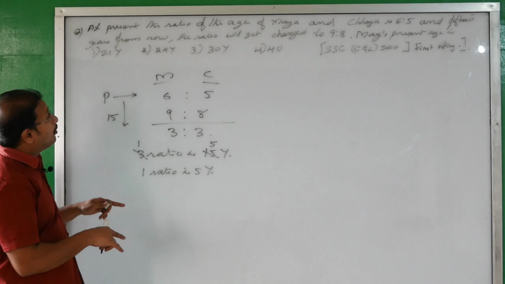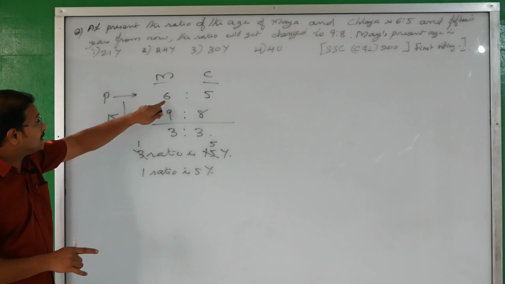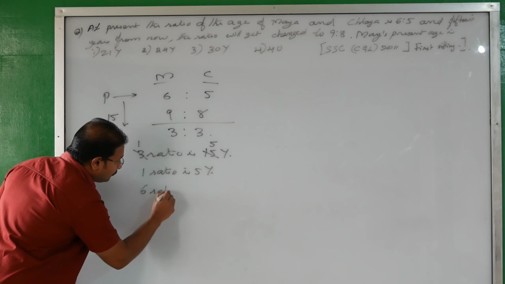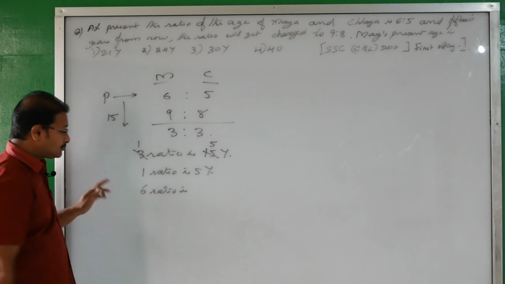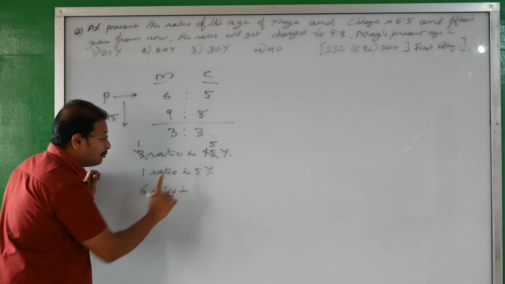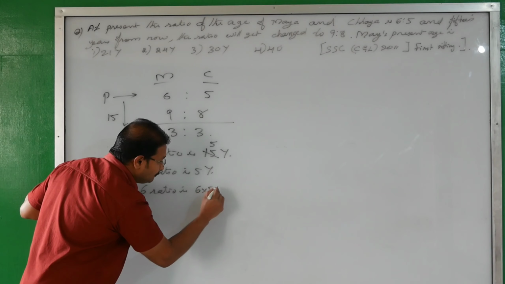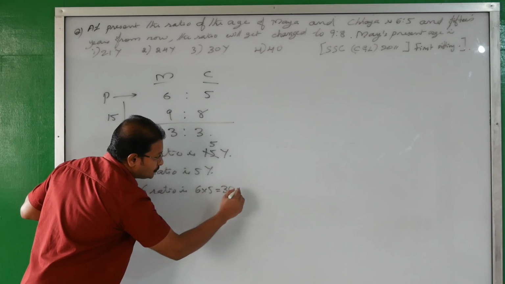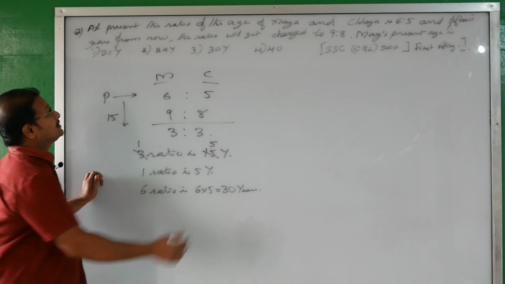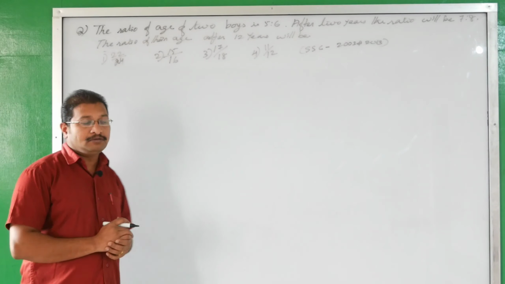So we will find out the age of whom? Maya's. That means what will you do? Maya's ratio is 6. So 1 changing into 6 means 1 into 6, so here also we will multiply by 6. That means 6 into 5 is 30. 30 years. What is the answer then? Yes, option 3.